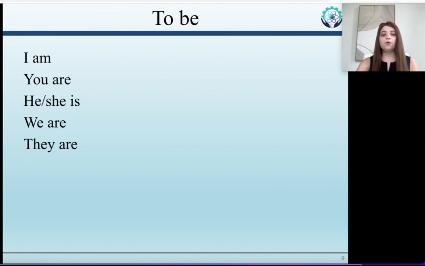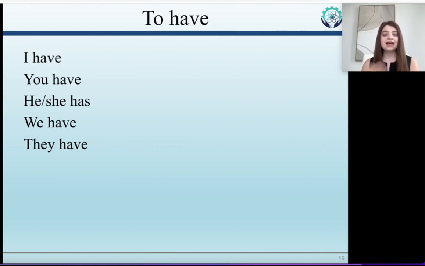So for example, for to be, we conjugate it this way. I am, you are, he or she is, we are, and they are. Or to have: I have, you have, he or she has, we have, they have. Okay.